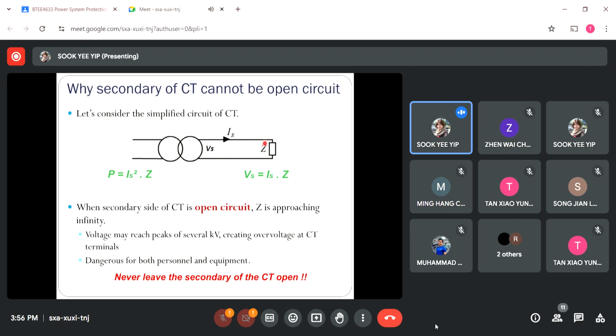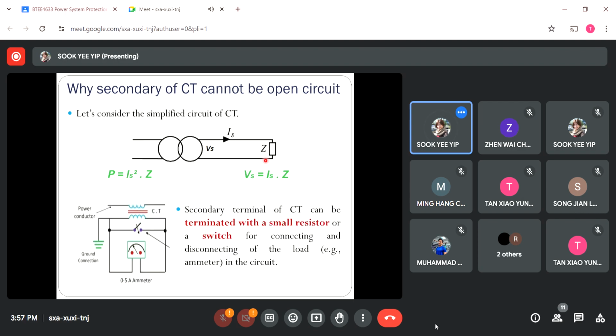So what we can say is the secondary side of the current transformer should not be left open circuit. That is basically one of the issues we need to deal with if we are using current transformers for measurements. So what can we do in the event I want to disconnect this ammeter for calibrations? The answer would be like this. It's fine for us to terminate the secondary terminals of the current transformer with a small resistor, or you can apply a switch here so that you can use it to disconnect or connect the ammeters.